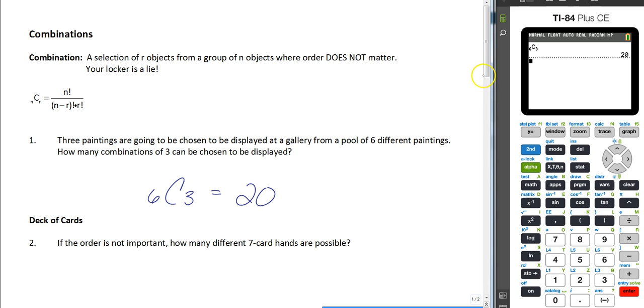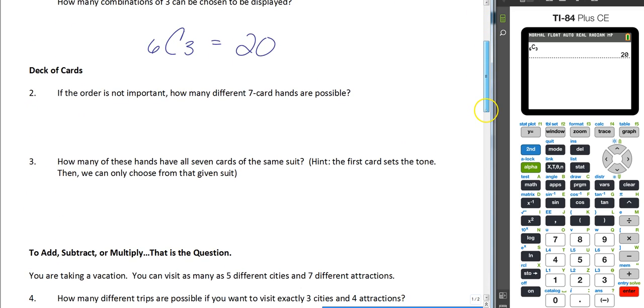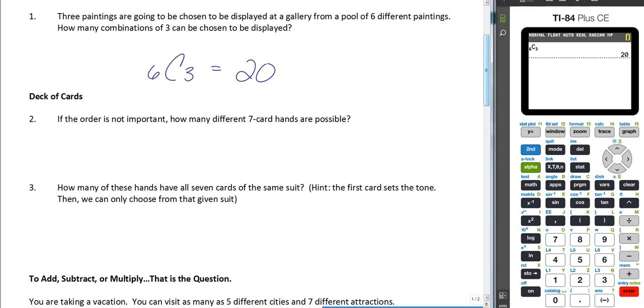Okay, so the next 2 questions we're going to talk about come from a deck of cards. So we've already talked about the fact that there's 52 cards in a deck, and half of them are red, half are black. There's 4 different suits. There's ace through king. We have face cards, diamond. There's all sorts of different stuff we know about a deck of cards.